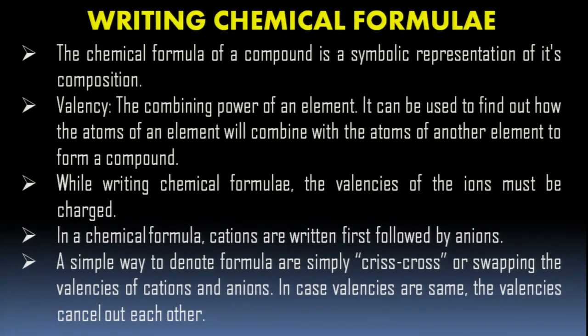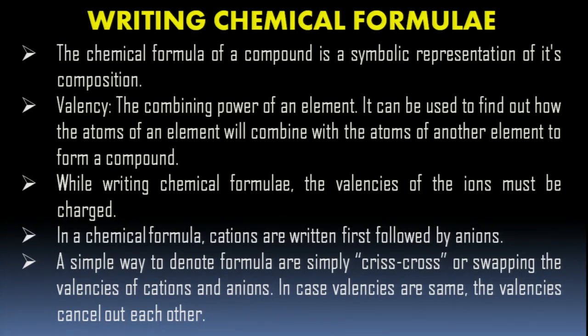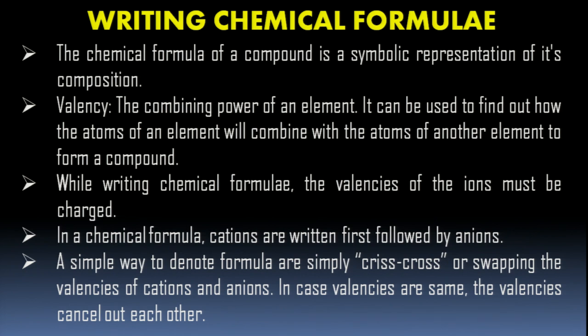While writing chemical formula, the valencies of the ions must be charged, either they have positive valences or they have negative valences. Okay, children? In a chemical formula, cations are written first, followed by anions. Generally, metals are the cations and non-metals are the anions. First metals are written and then non-metals are written. First positive valences, then comes the negative valency. Okay. A simple way to denote formula is simply crisscross or swapping the valencies of the cations and anions. In case valencies are the same, the valences cancel each other.